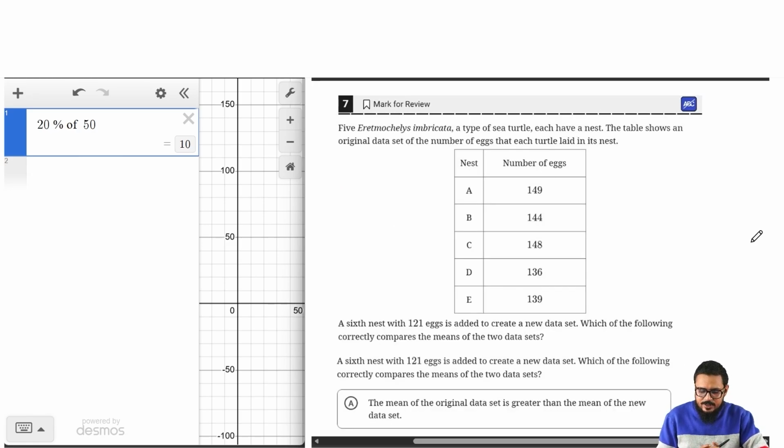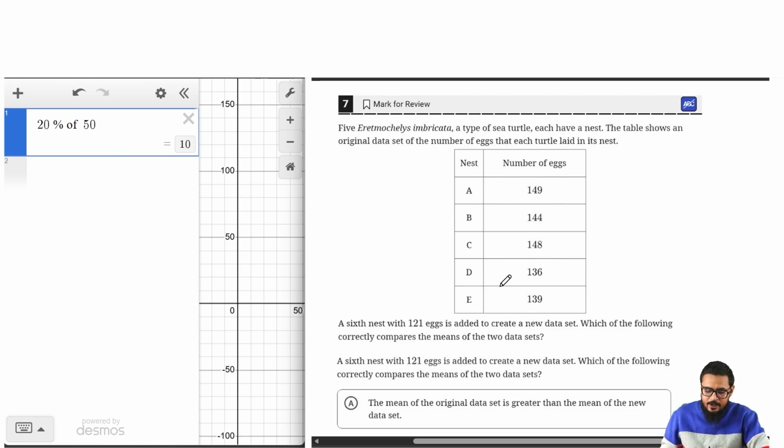In this question, the examiner provides us a table with 5 different nests, A, B, C, D, E, and the number of eggs is also provided. The question tells you a sixth nest with 121 eggs is added to create a new data set. Which of the following correctly compares the mean of the two data sets? Now, if you look very carefully, these are the 5 nests that I have, and all of these values are somewhere around the 130s and 140s. Then the new value comes up, 121, right? This new value is actually an outlier of this set.